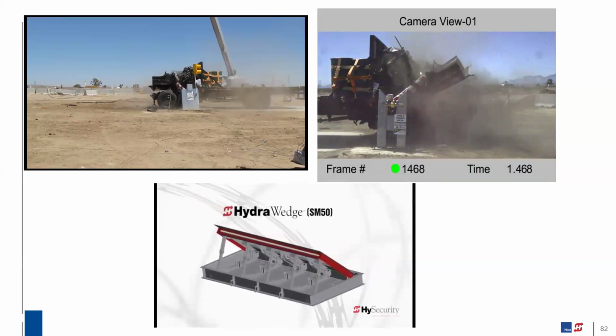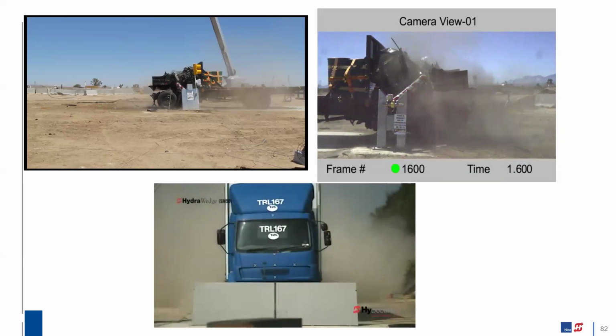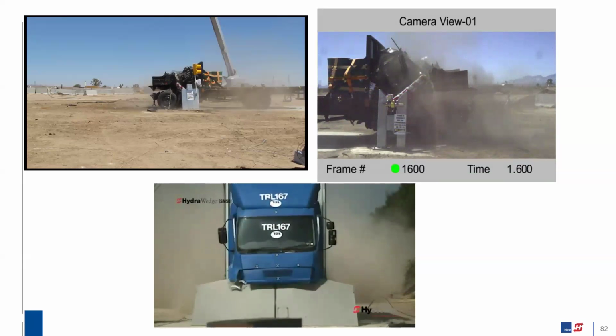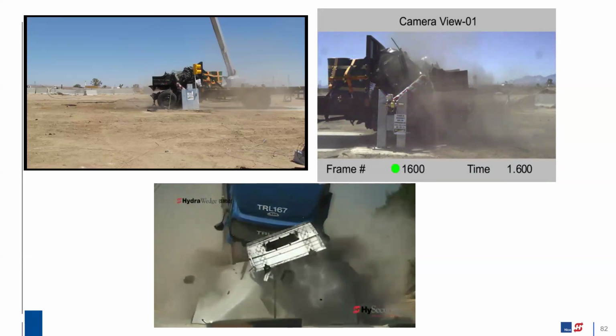So this is that 15,000 pound truck traveling at 50 miles an hour. Not only do we meet the American ASTM F2656 ratings, but we also meet the European standards, so the European style cabin.